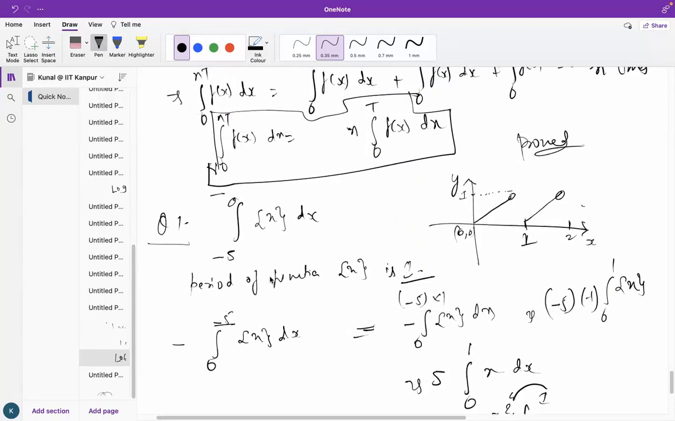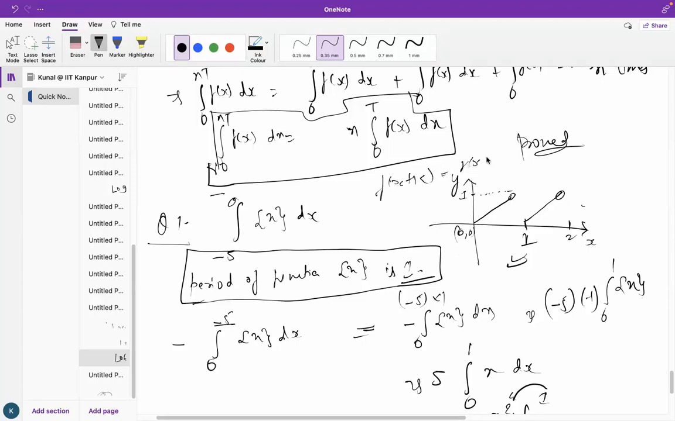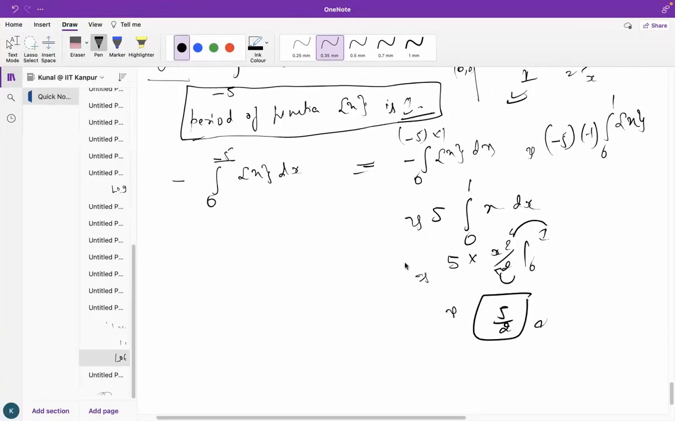We first write the period of the function, which is actually 1. We get it from the graph, or we can use f(x plus k) equals f(x) and try to find k. This is also a way to find the period. I hope you learned all these things in your function chapter.